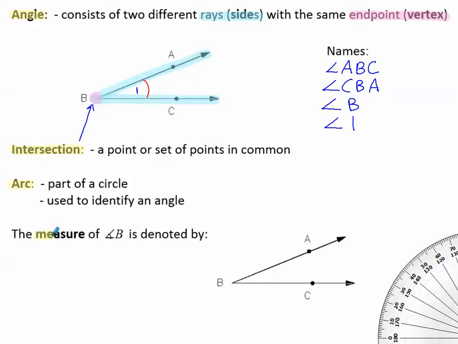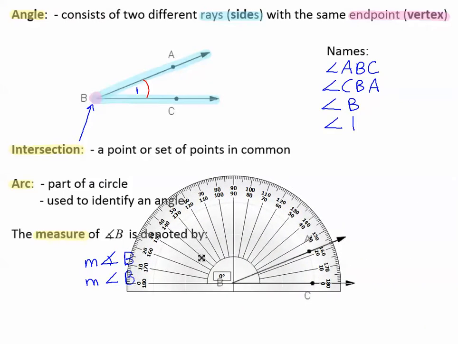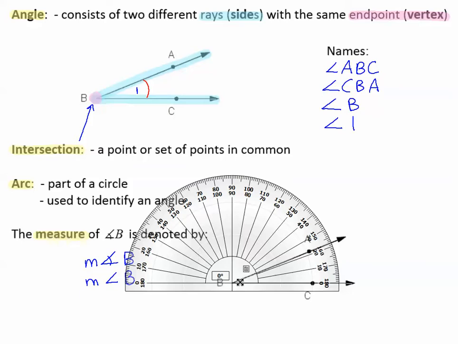The measure of angle B is denoted by a little m for measure, and then the angle symbol, which sometimes looks like this, where there's an arc through it, so the measure of angle B, or sometimes looks like the symbol that I drew previously over here, measure of angle B. So if I'm going to measure angle B, or angle ABC, I'm going to get my protractor. I'm going to put the center of the protractor, where the vertical and horizontal lines meet, at the vertex. One side will line up on the 0 degrees, and then the other side is where I read the numbers.